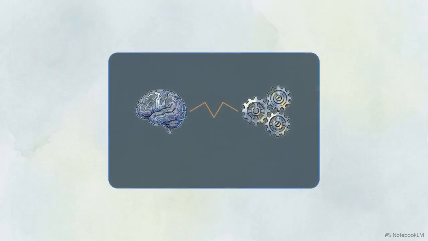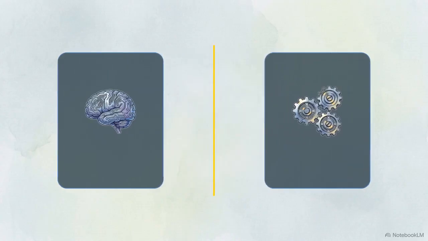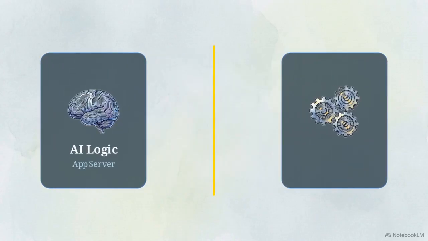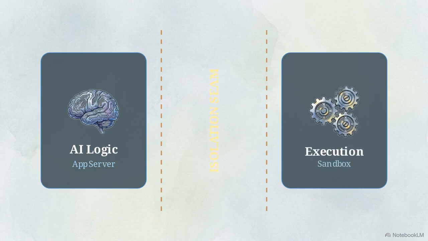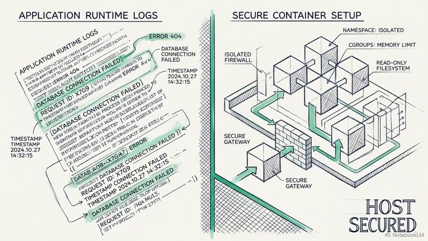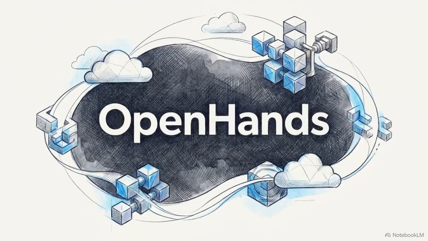To solve this, system architects enforce a strict physical decoupling. The environment where the AI formulates its logic must be completely severed from the environment where that logic is carried out. Before a single line of generated code executes, the system must establish a verified isolation boundary between the model and the host. OpenHands is an open-source, cloud-native platform explicitly built around this decoupled architecture.